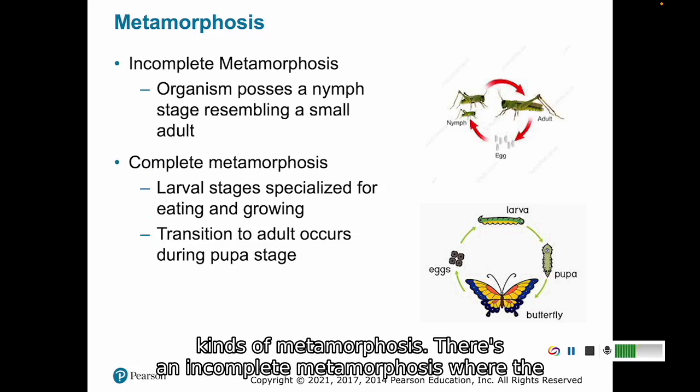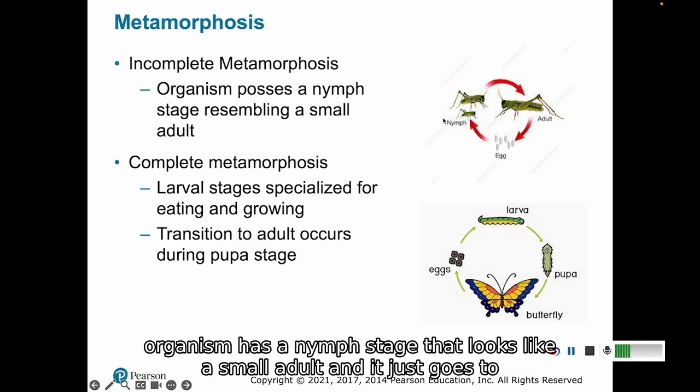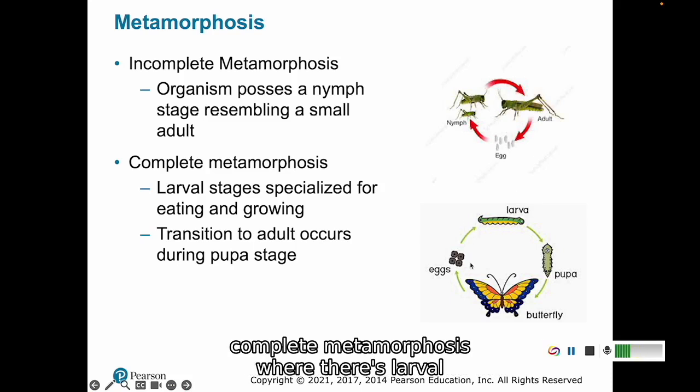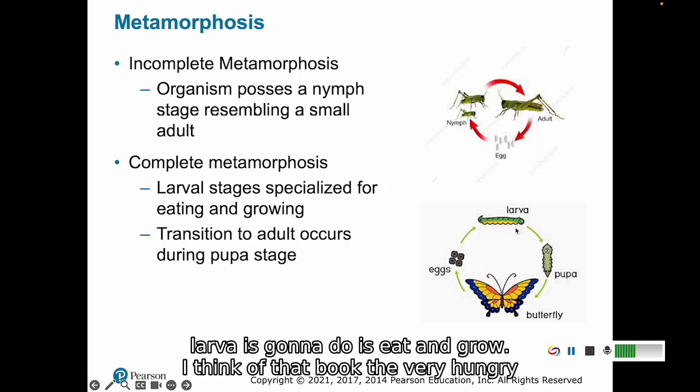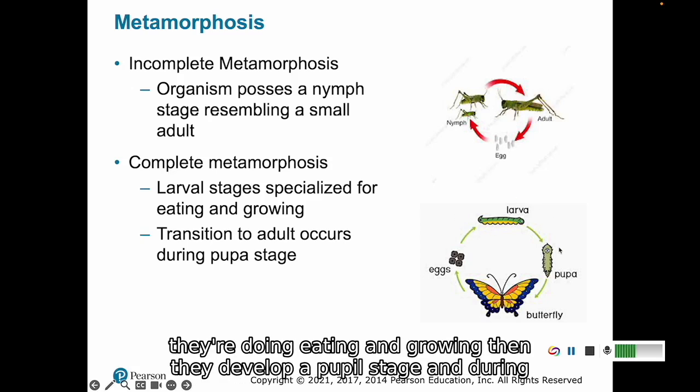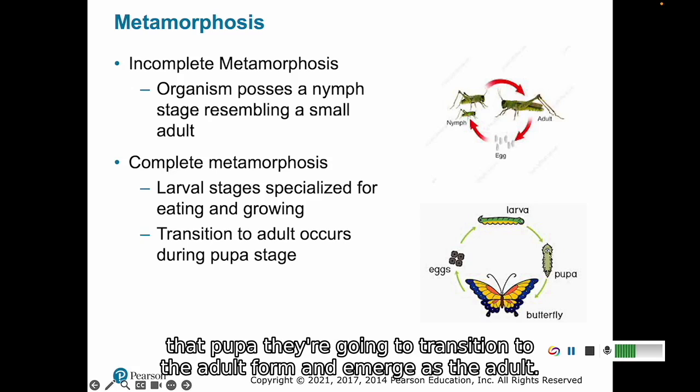There are different kinds of metamorphosis. There's an incomplete metamorphosis where the organism has a nymph stage that looks like a small adult, and it just goes through that incomplete metamorphosis to become the sexually mature adult. And then complete metamorphosis, where there are larval stages where all that larva is going to do is eat and grow. I think of that book, The Very Hungry Caterpillar, where it just is eating. It's eating everything it sees. So that's all they're doing, eating and growing. Then they develop a pupal stage, and during that pupa, they're going to transition to the adult form and emerge as the adult.